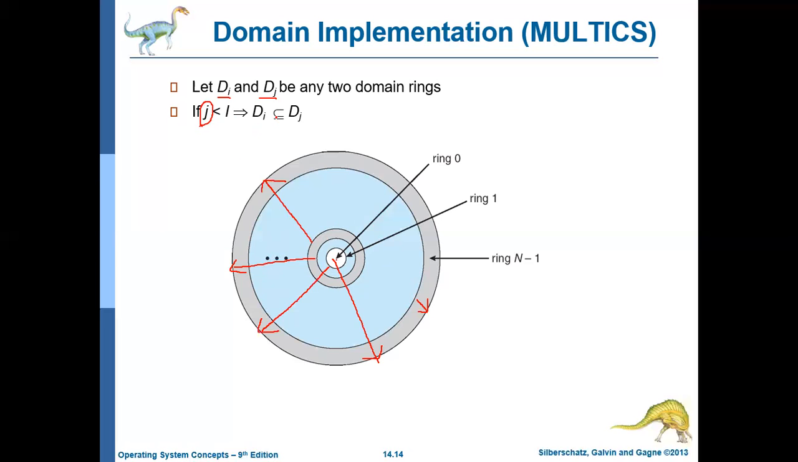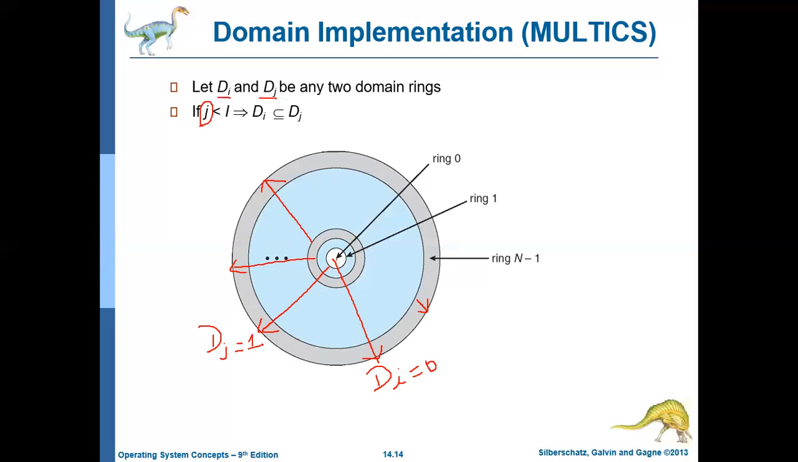What does it mean? Let us say this particular domain, the zeroth domain, is dj. So here j is nothing but 0. Say the next domain is di. Here i is nothing but 1.